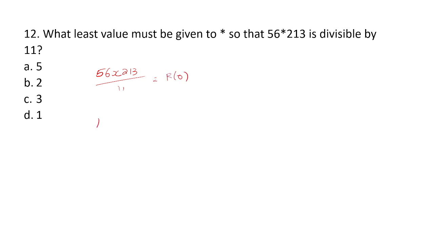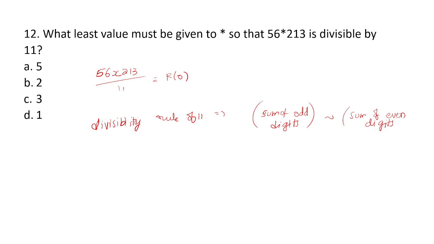We know the divisibility rule of 11, I hope you remember it or not, I don't know. I'll try to teach it again. The divisibility rule of 11 is you need to take the sum of odd digits and the sum of even digits, and you need to take the difference, and the difference should be equal to either 0 or 11. Okay, 0 or 11. So then I can say the given number will be divisible by 11.